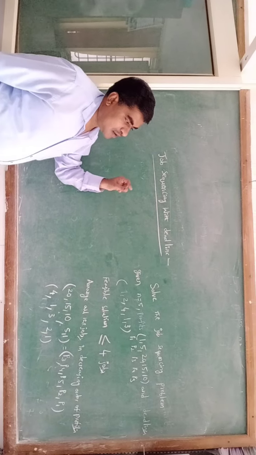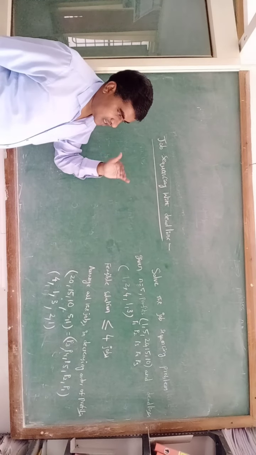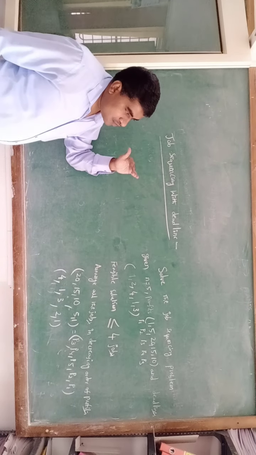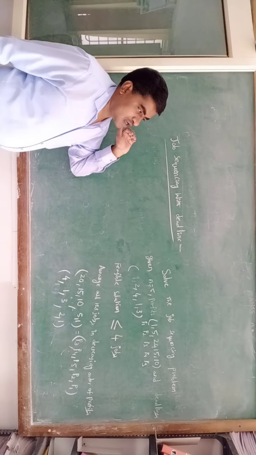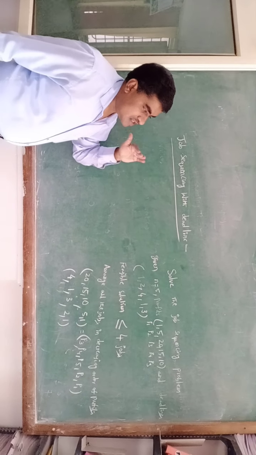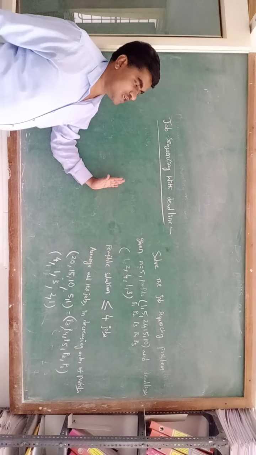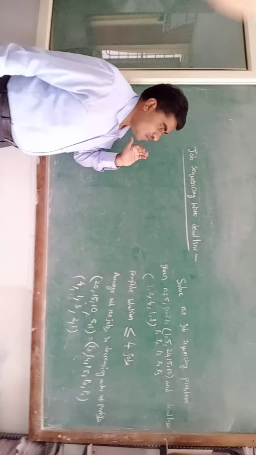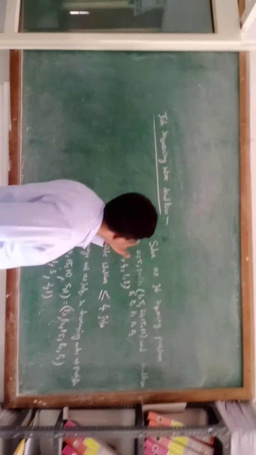Here they give the number of jobs, their deadlines, and their profits. So we have to find out how many jobs can be processed, completing their tasks within the deadline. If a job is completed by its deadline, then only that job gets the profit. For example, solve the job sequencing problem.